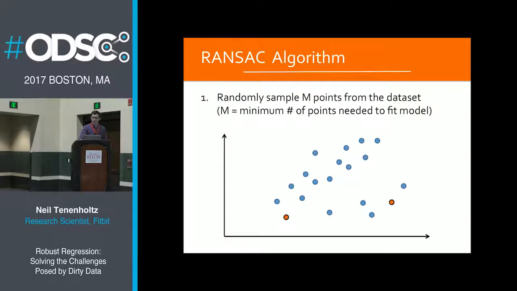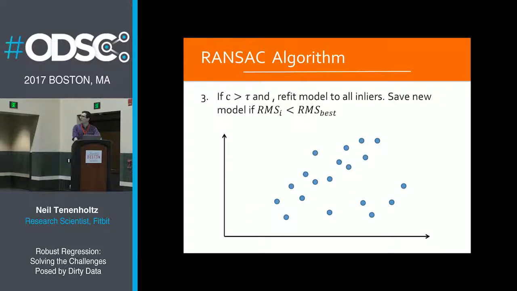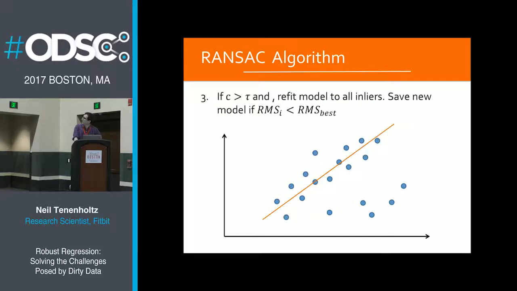So visually, pick 2 random points, draw a line. How many inliers do we have? OK, say 5. Let's try it again. Pick 2 random points. Now we have 10. And so we would just refit a line to all those points that fell within the dashed regions.